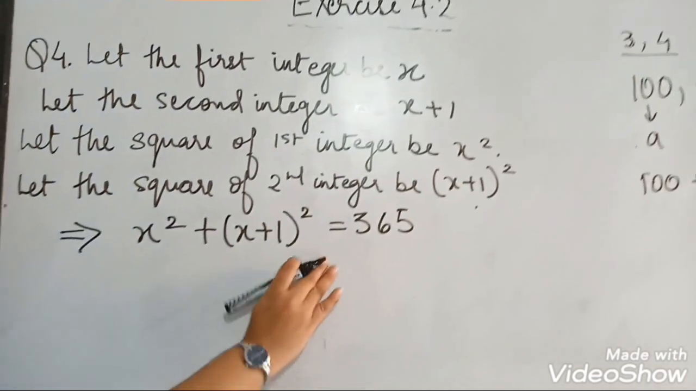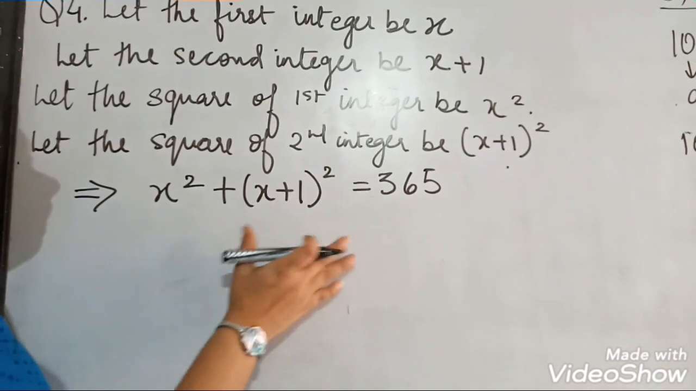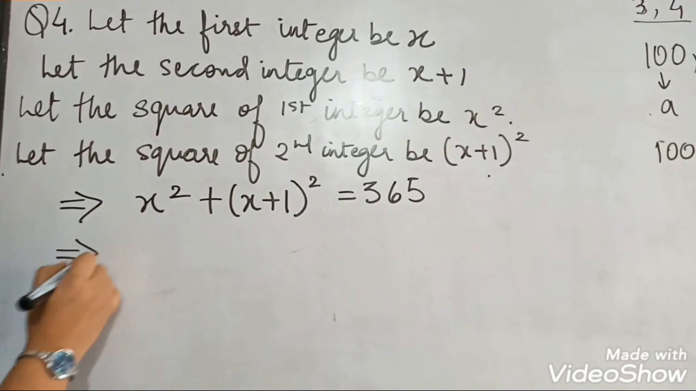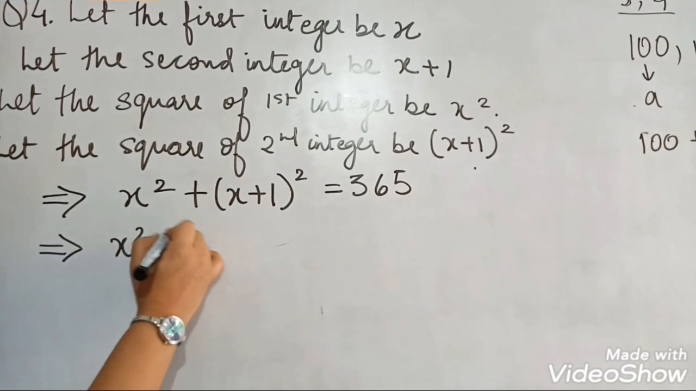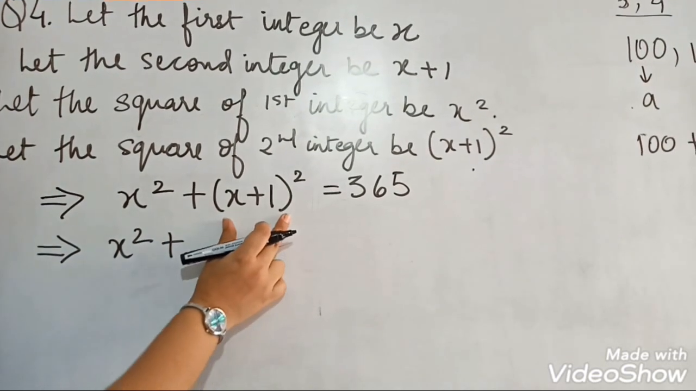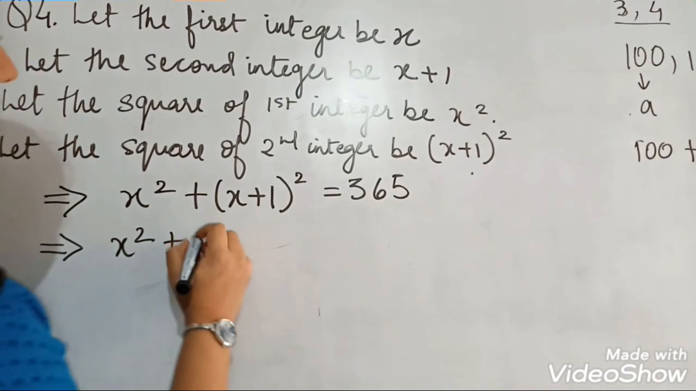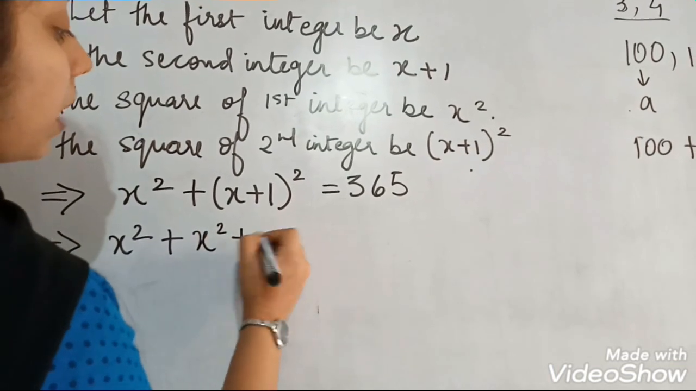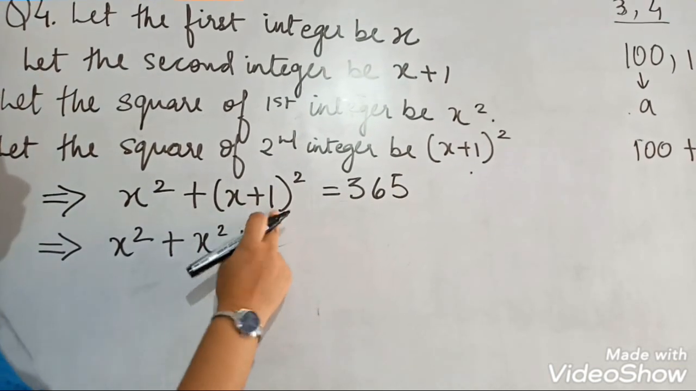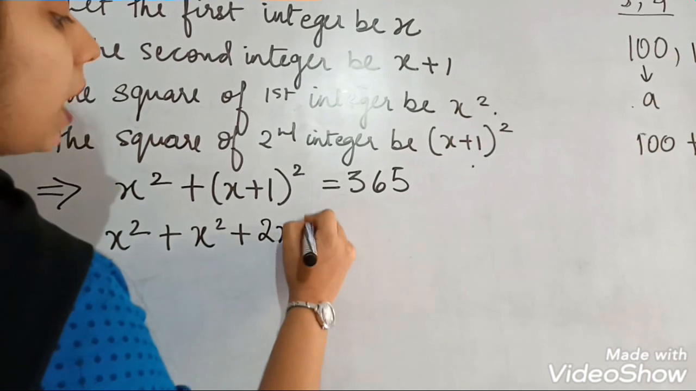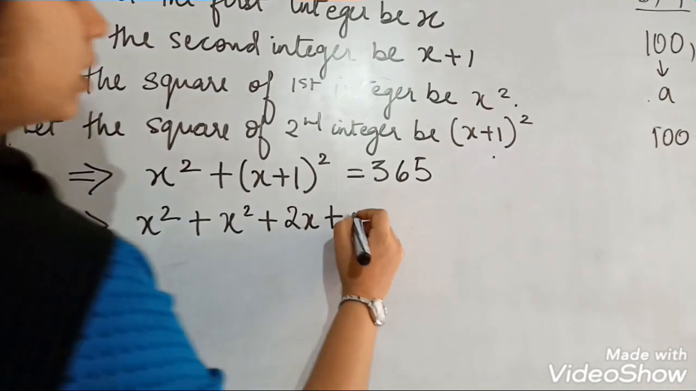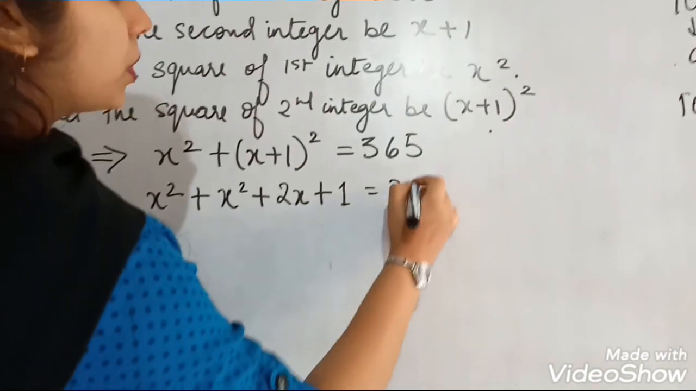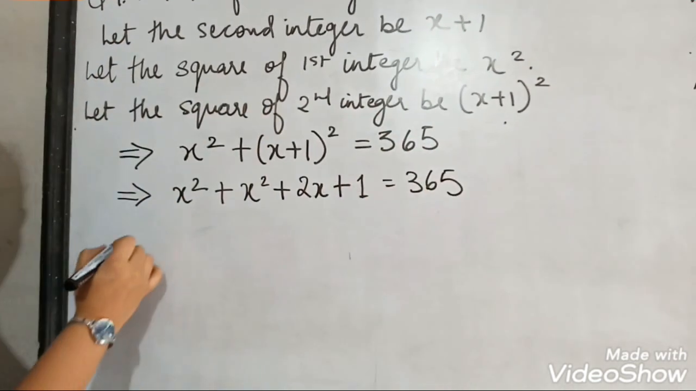Let us solve this equation so that we can get a quadratic equation. So this will be x square. x plus 1 whole square will give you what? This is the formula of a plus b whole square, as we all know. This will be a square plus 2ab plus b square. So x square plus 2 into x into 1, which is 2x, plus b square. b square is 1, and square of 1 is 1 only, which is equals to 365.